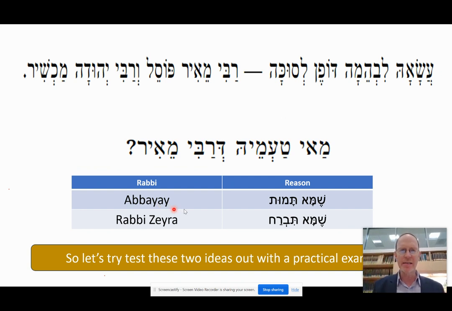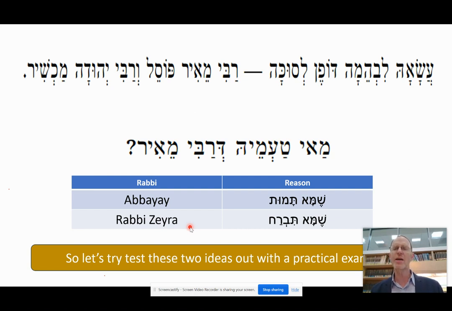Abaye says that the reason why Rabbi Meir says, when I see a sukkah with one of the walls being an animal, I say it is not kosher, is because maybe that animal will die. Rabbi Zera says, no, the reason I call that unkosher is because maybe that animal will run away. So what's the next thing we do in the Talmud? Do you remember question number 7? What's the next thing we do?